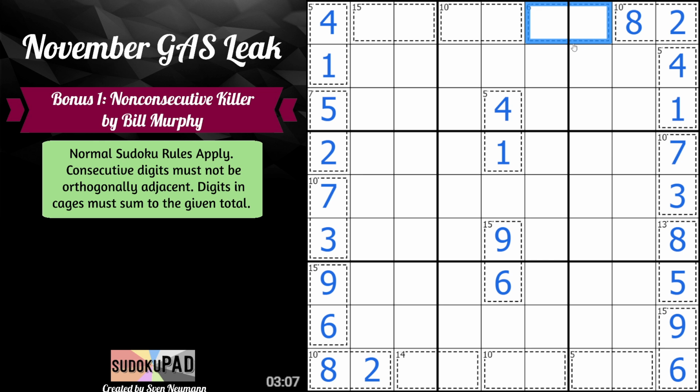6 can't be 2, 4, must be 1, 5. I know the order thanks to this. Cannot be 8, 6, must be 5, 9. We know the order again because of the 9. Then 8, 9, 6 must be 3, 7. This must be 1, 4. 3, 7, 3, 7.